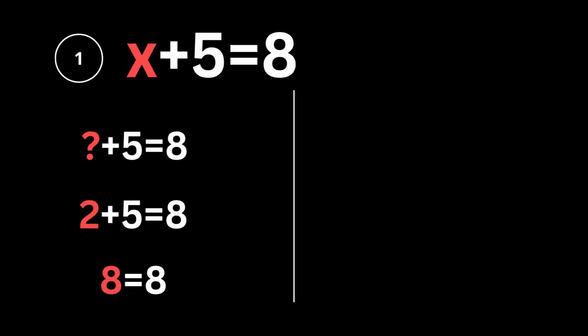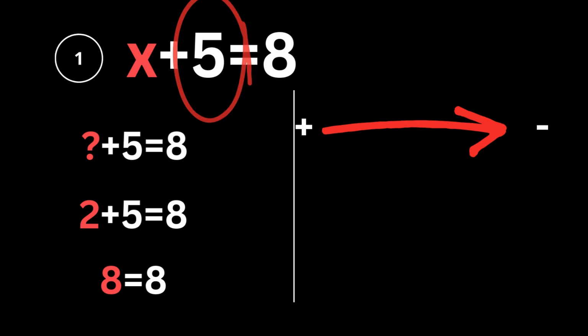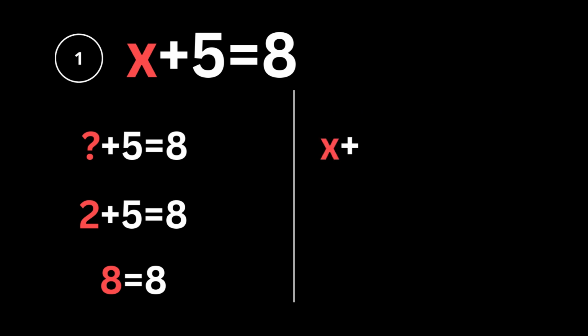To do that is to get rid of the 5. So what you need to do is perform the opposite operation of what you see here. The opposite of addition is subtraction. So we need to subtract both sides by 5. Whatever you do to the left side, you must also do to the right side.